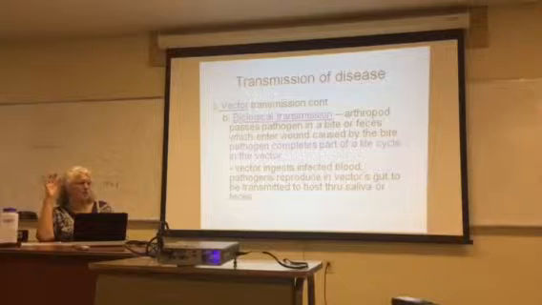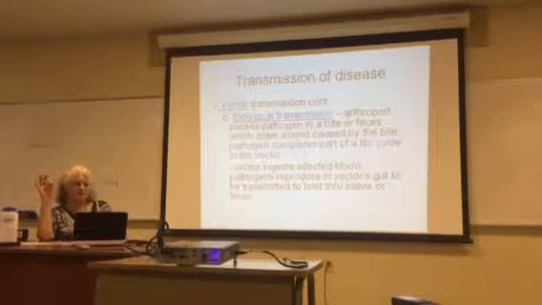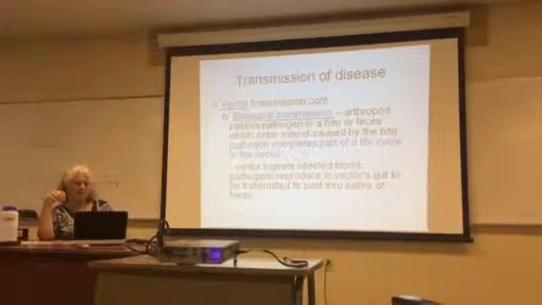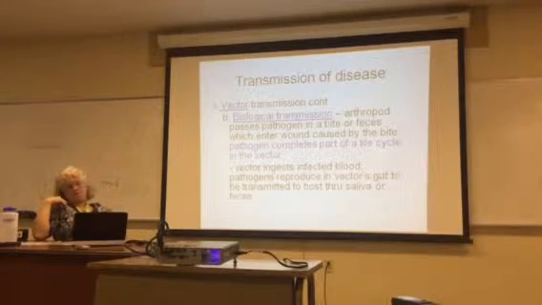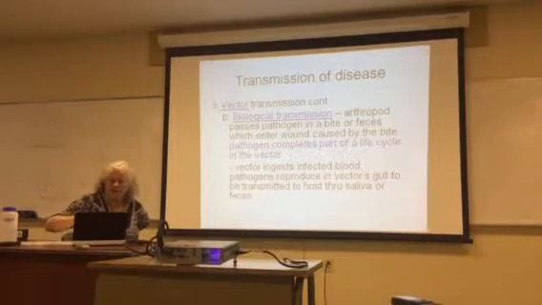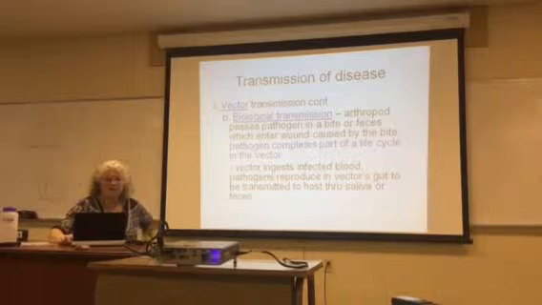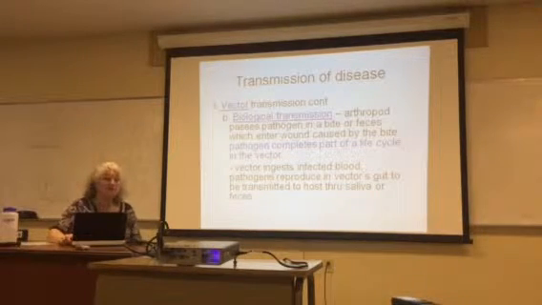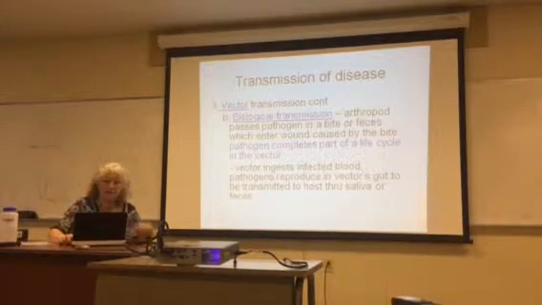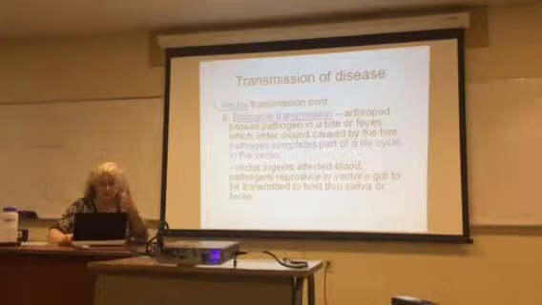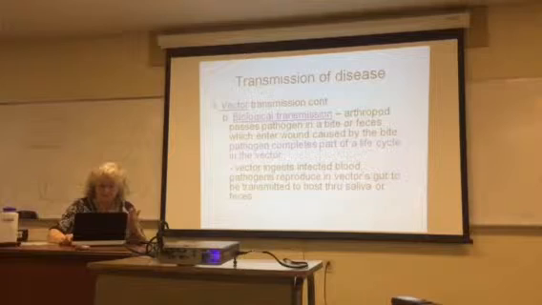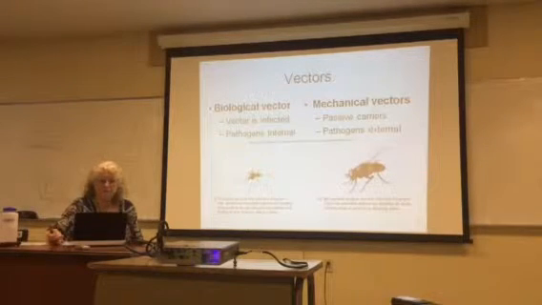So the vector, if it bites somebody that has this pathogen and gets infected blood, then those pathogens will reproduce in the vector's gut, and then it comes out either in the feces, or in the case of malaria, the mosquito, it left the gut and went up to the salivary glands. And so when the mosquito bites you, it's injecting the pathogen.